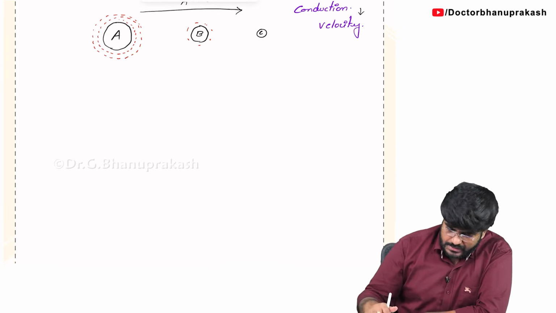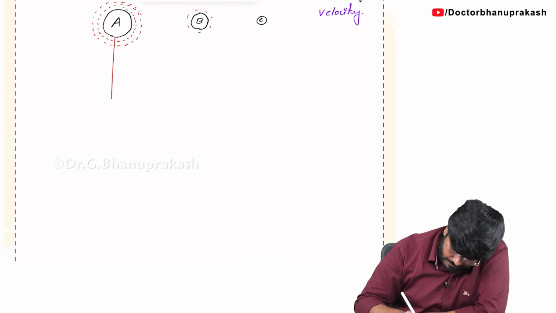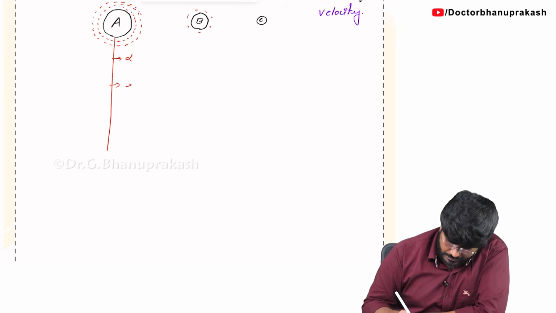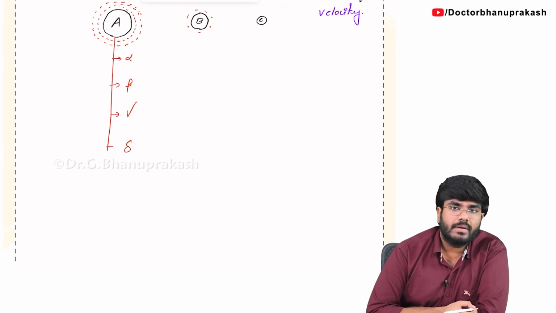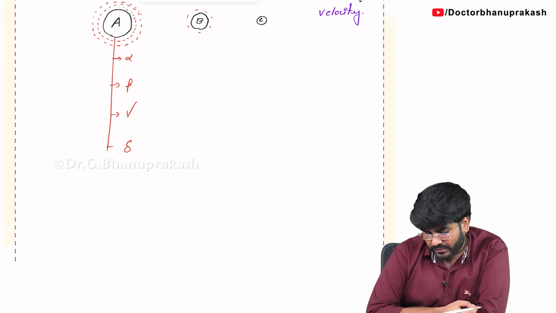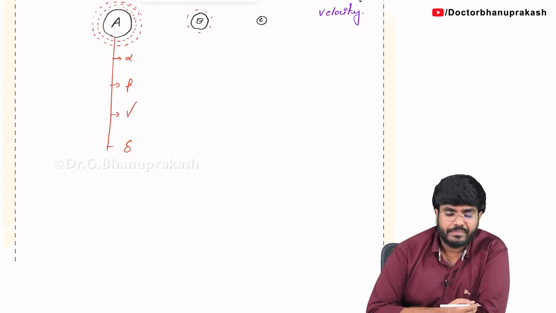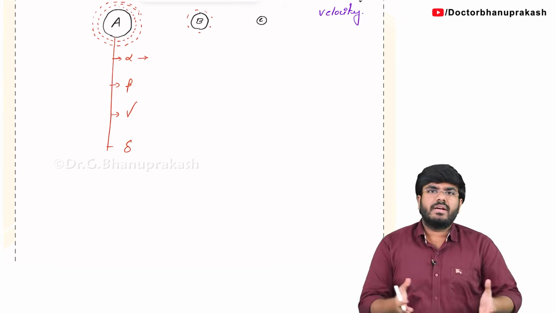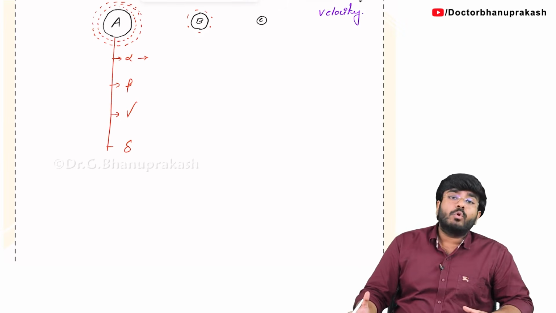Next, the A neurons are further classified into different types: alpha, beta, gamma, delta, based on their function and their location. A type of neurons are further divided into A alpha, A beta, A gamma, A delta. Where do we see A alpha type of neurons? A alpha means definitely they are big in size and highly myelinated.